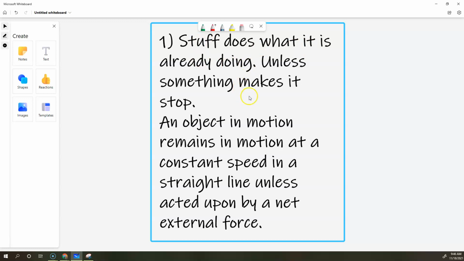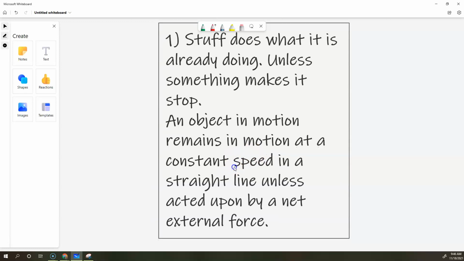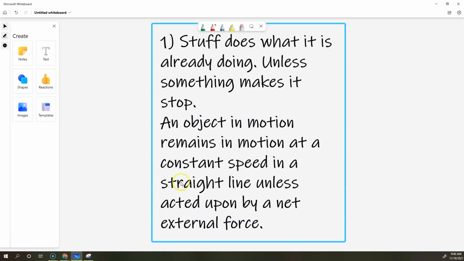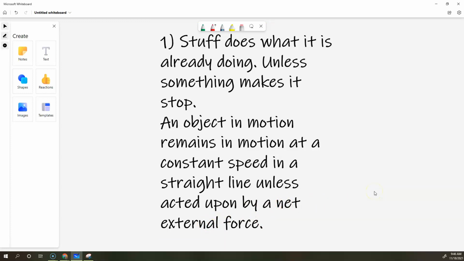It does not simply say an object in motion remains in motion. It's unbelievably important that that motion is a constant speed, and it's unbelievably important that we say that it's in a straight line, unless acted upon by a net external force. Net, meaning non-zero. External, meaning a different object has to provide the force. I can't provide the force to move myself. You think I'm wrong, but I'm not.